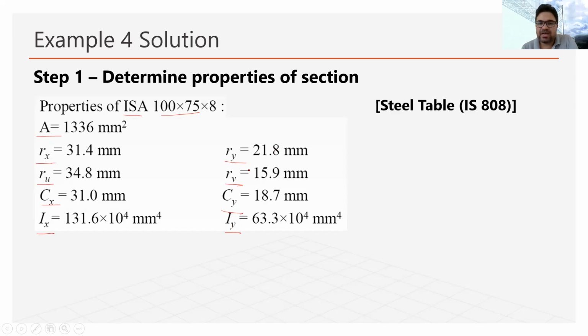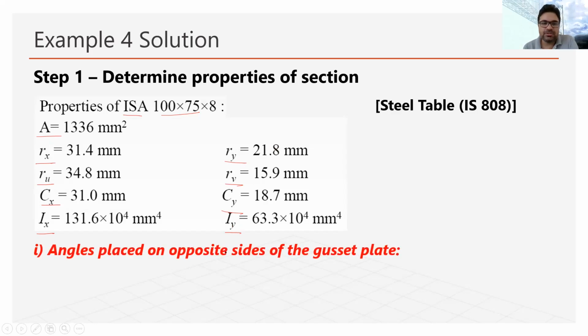So that is why I have written all the values here initially. Now we have to find out, first we will use case 1. In case 1, when angles are placed on opposite sides of the gusset plate, I will show you the figure, how it will look.